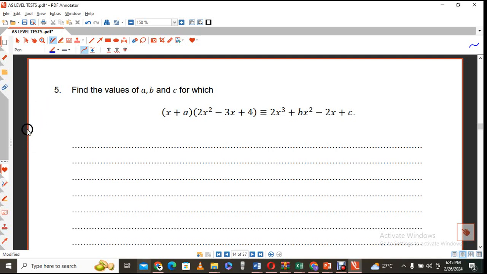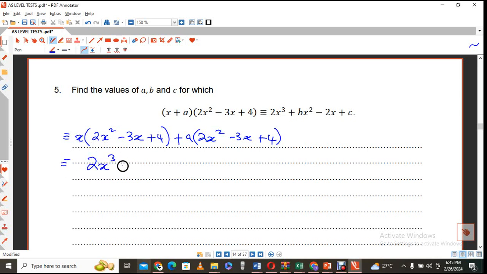So I'm just going to say, okay, the x will multiply with 2x squared minus 3x plus 4, and the positive A will also multiply by 2x squared minus 3x plus 4. Totally up to you how you prefer it. I'll just say it's identical to that stuff on the other side. If I do this, I'm getting 2x cubed minus 3x squared plus 4x, and on the other side, plus 2ax squared minus 3ax plus 4a.